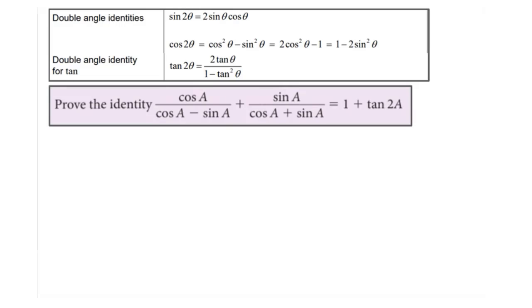Prove the identity cos A over cos A minus sine A plus sine A over cos A plus sine A equals 1 plus tan 2A. So remember, when we are proving an identity, the way I would suggest approaching it is take the left-hand side and try to turn it into the right-hand side.